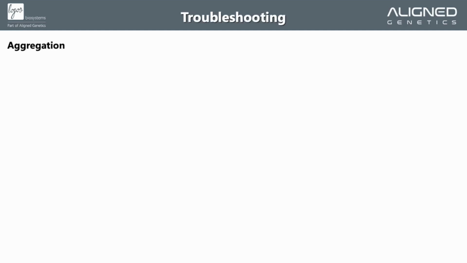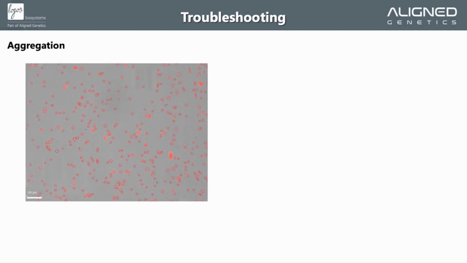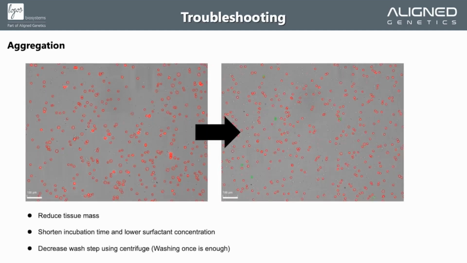Next is aggregation. So if you're experiencing issues with aggregation, reducing tissue mass again can help mitigate aggregation. And moreover, aggregation typically occurs due to integrity issues following the overall nuclei isolation process. As the nuclei isolation process involves lysis, it can damage your cells and even your nuclei. Therefore, shortening the incubation time and lowering surfactant concentration can minimize nuclei damage and preserve sample integrity.